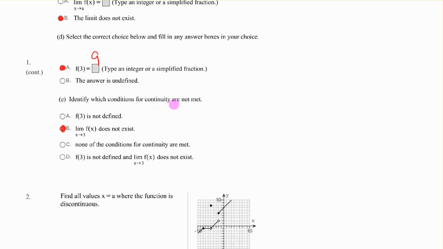Which conditions for continuity are not met? Well, f of 3 existed, but the limit did not exist. So that was the one that didn't work.